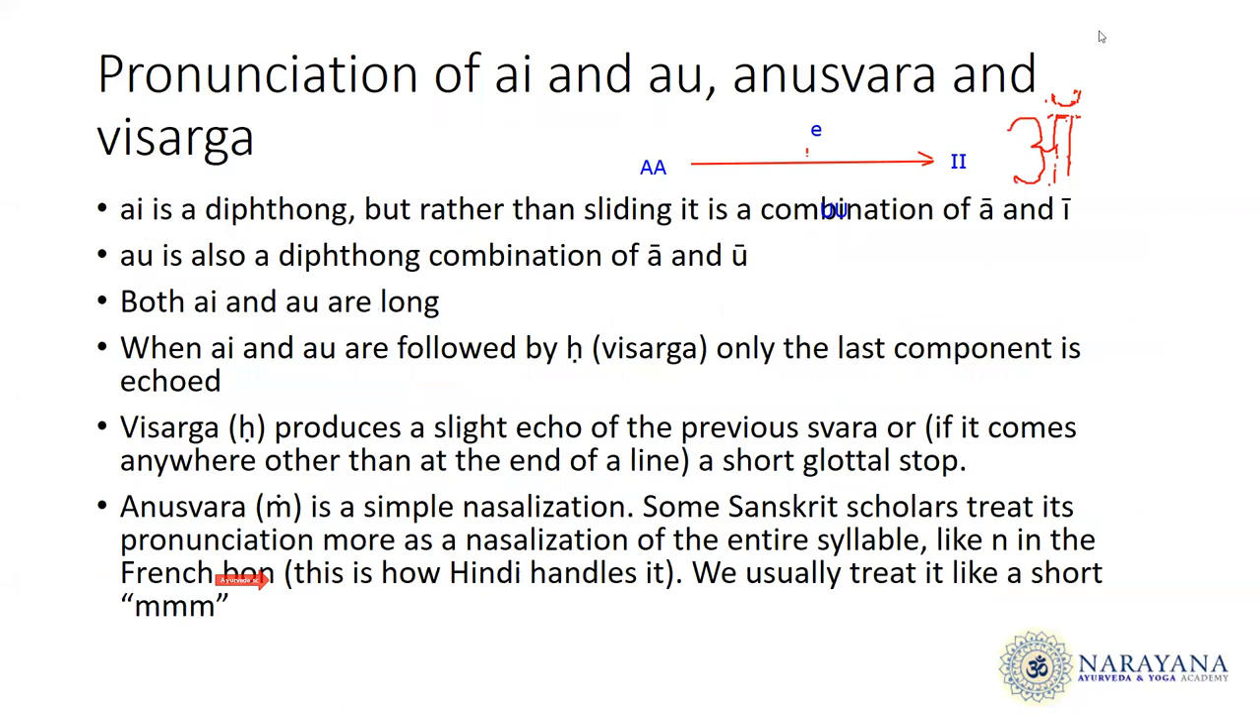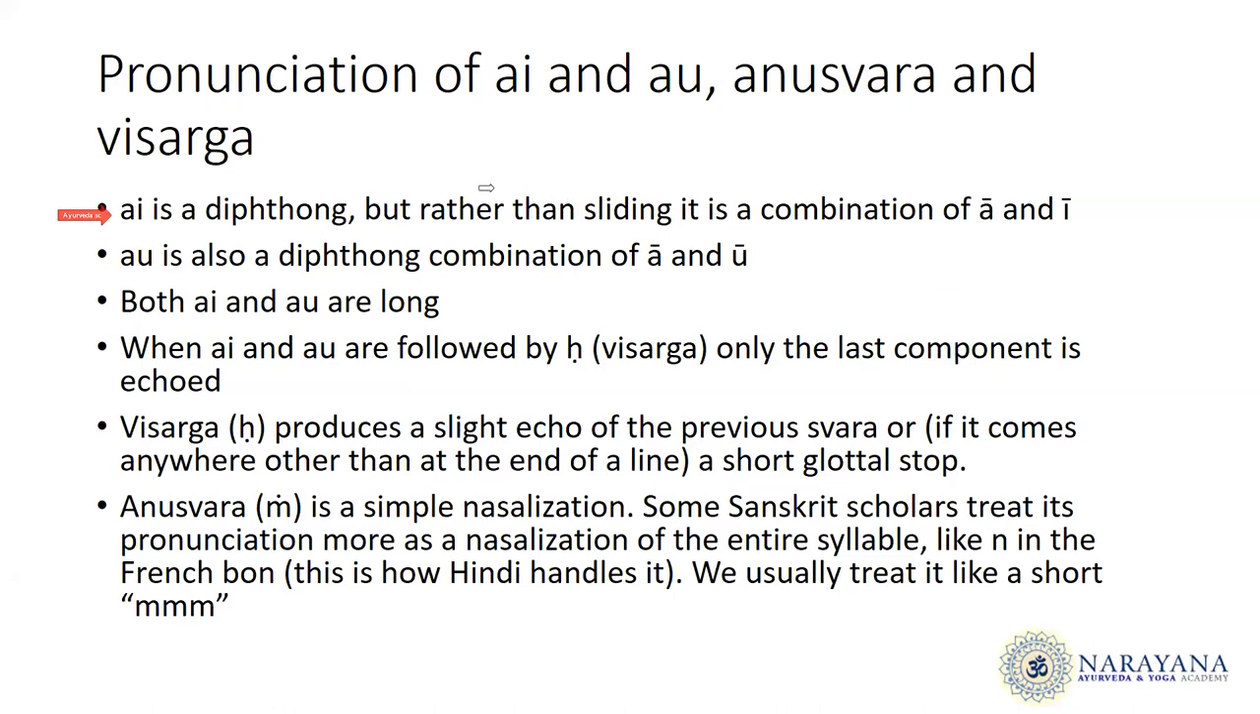And then let's talk about pronunciation of a few others. So we have ai, au, anuswar, and visarg. Ai is a diphthong. Actually, the way that we pronounce some of the vowels in English, like the aw in law, that's actually a diphthong. Or the o in slow, that's actually a diphthong.